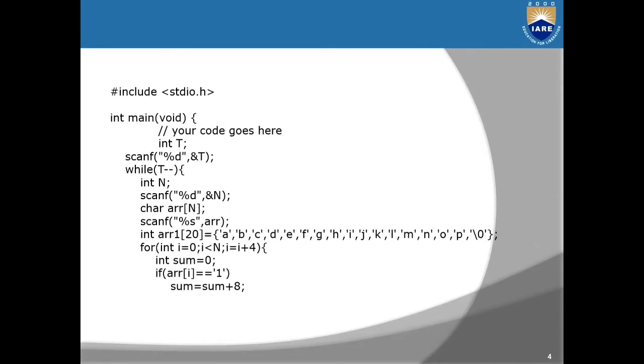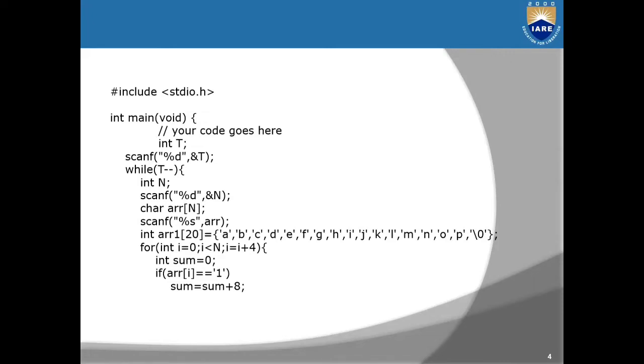Let's take a character array arr of n. Then we make a scanf function with %s and arr. So we need to take an int array of size 20 which equals, within the curly brackets, a b c d e f g h i j k l m n o p.